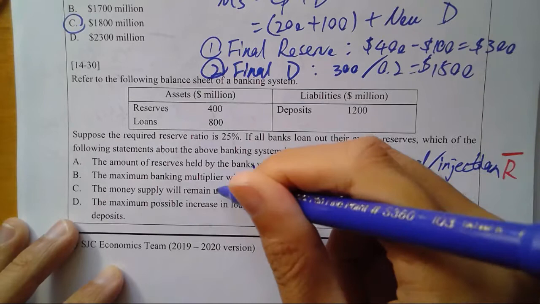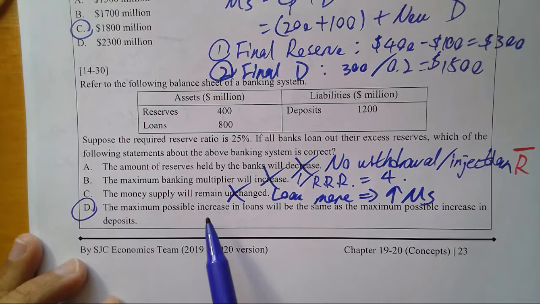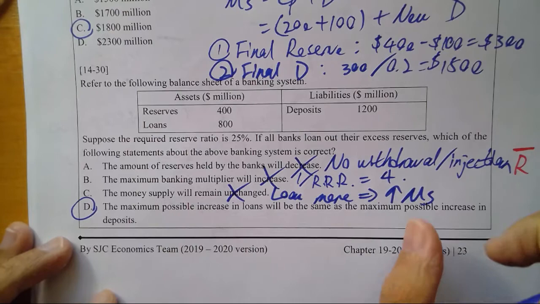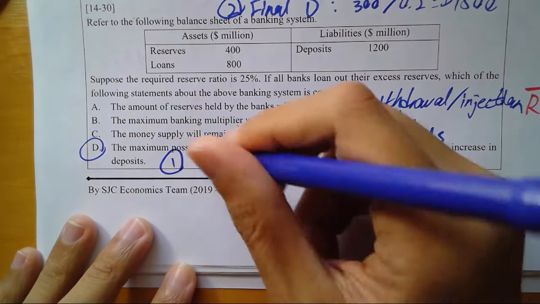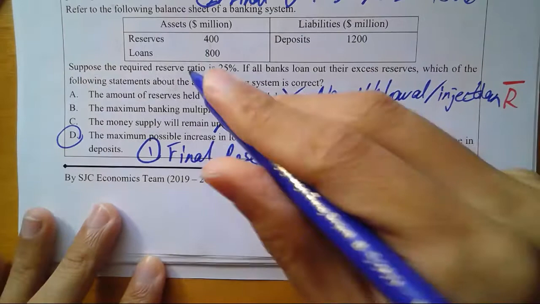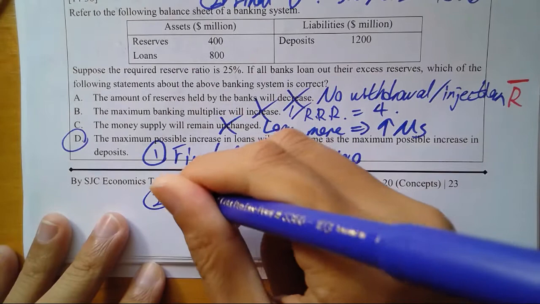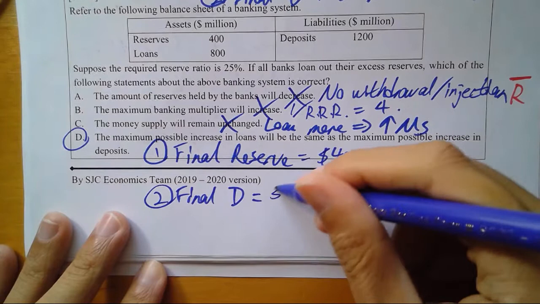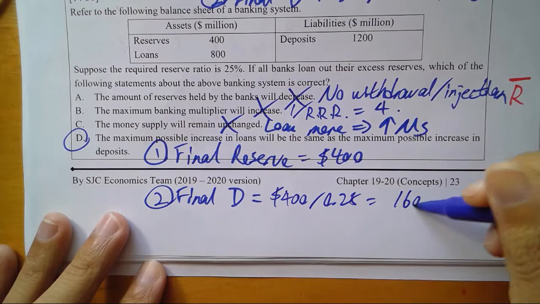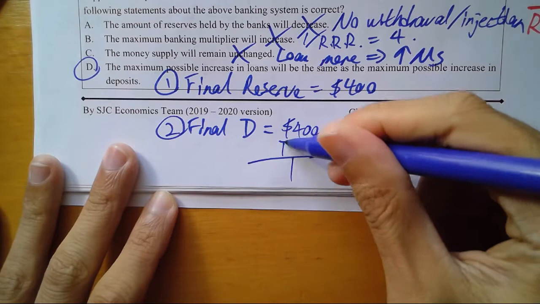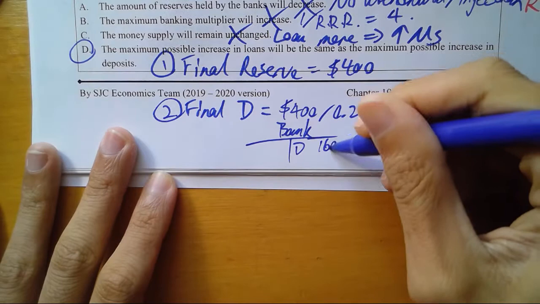I think you know this is not correct, right? Now D. The maximum possible increase in loan will be the same as the maximum possible increase in deposit. Let's calculate. Final reserve, in our case no injection, no withdrawal, is 400. Therefore final deposit is 400 divided by 0.25, that is 1600. The banking system would look like this: deposit 1600, reserve 400, loan 1200.